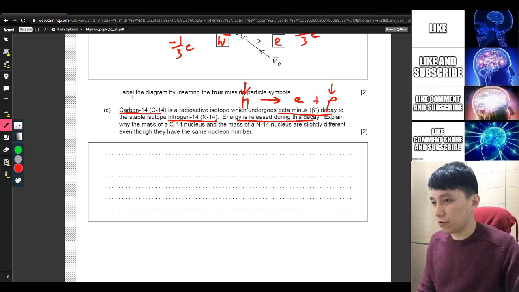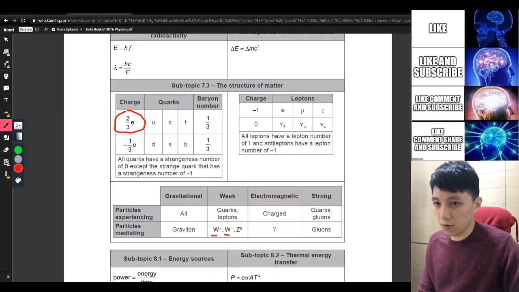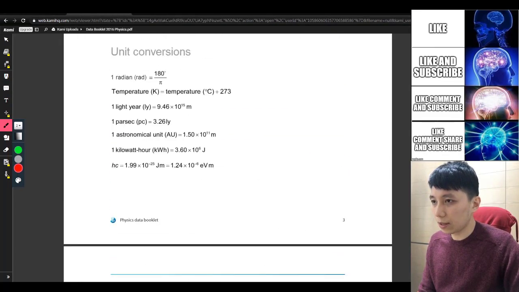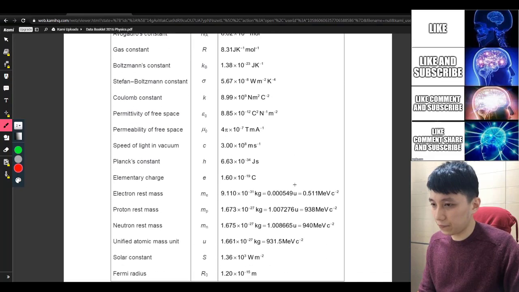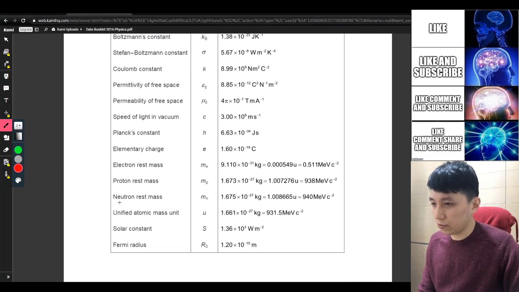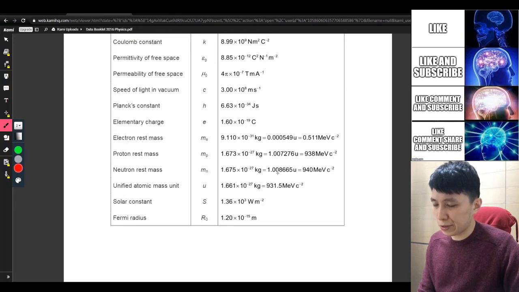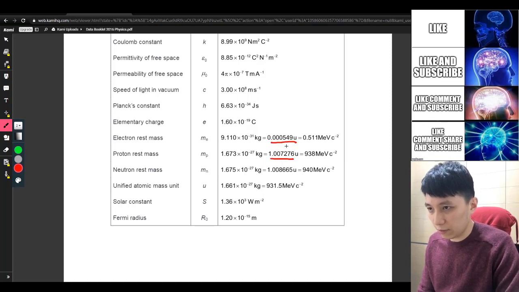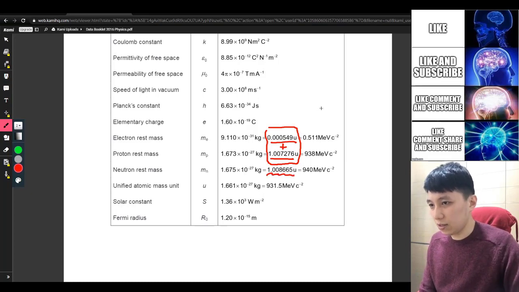But in fact, if you try to check the data table for the actual mass of proton and neutron, you know that when you try to add them up together, like the electron and proton, if you just add them up, they don't equal this, right?